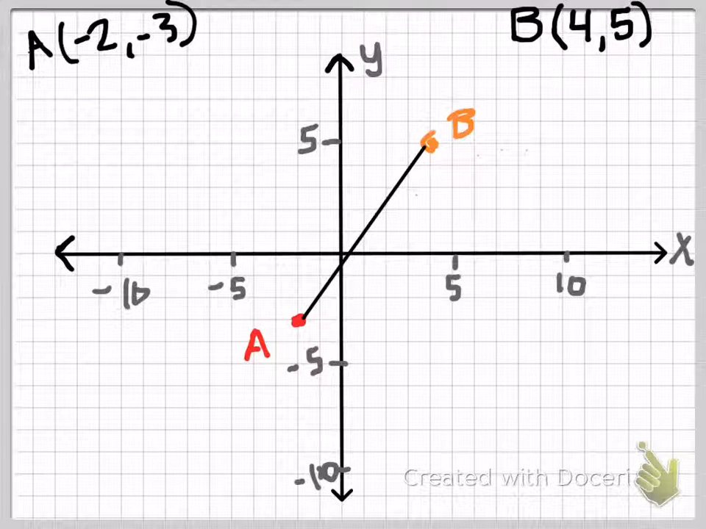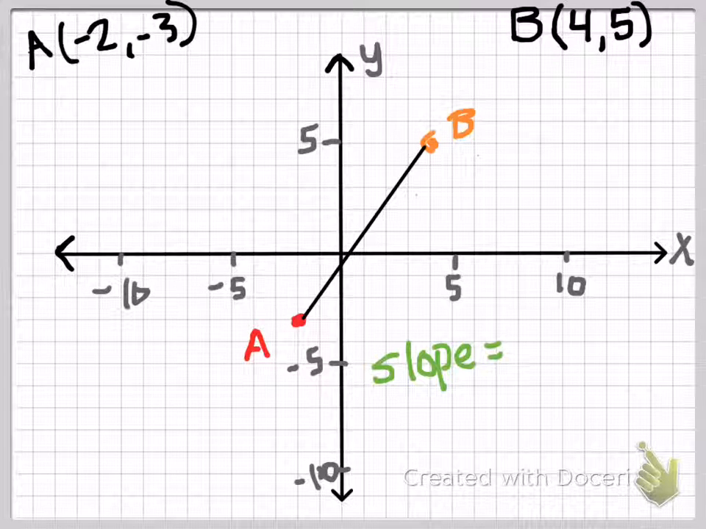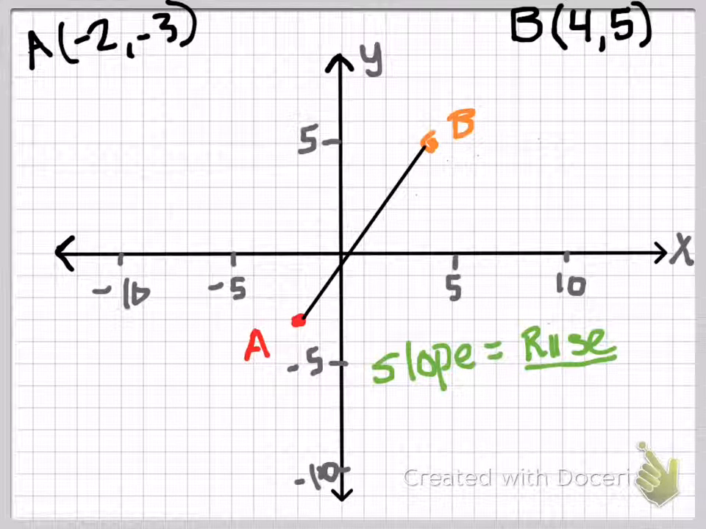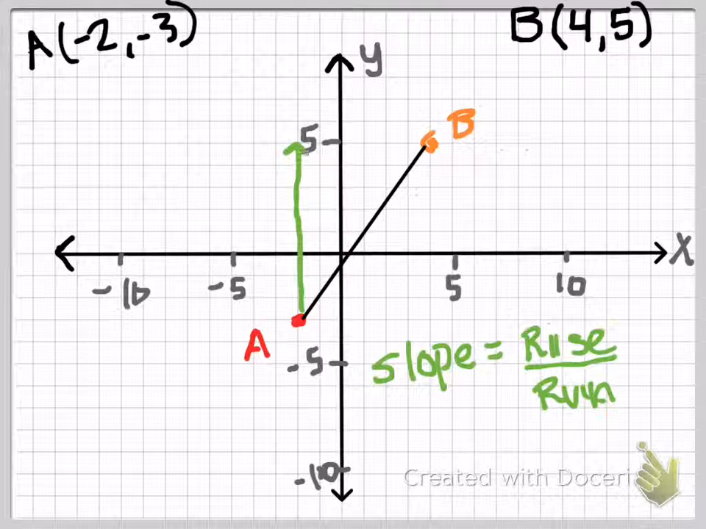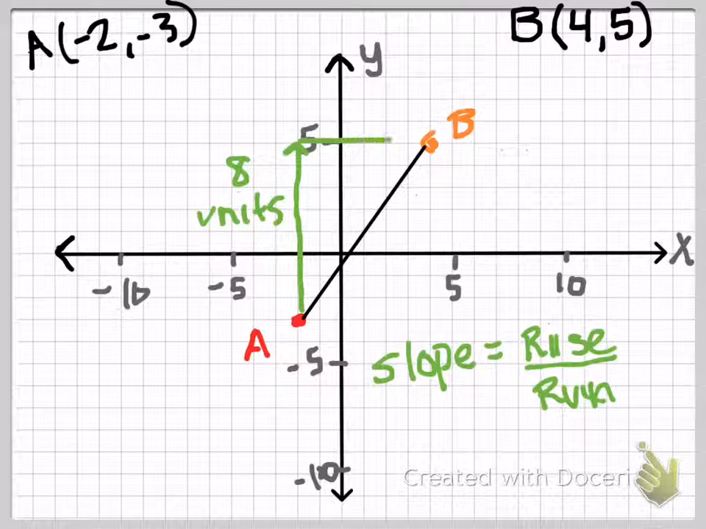Does anyone know from the video what slope is? Like, how do I find it in this case? Go for it, Riley. Isn't it like you go up and then over? Exactly. We're going to go up, and we call that rise. And then we're going to divide by how we go over, or the run. So our rise, we start at A, and we're just going to count them. 1, 2, 3, 4, 5, 6, 7, 8 units. And then we go over, or our run, 1, 2, 3, 4, 5, 6 units.